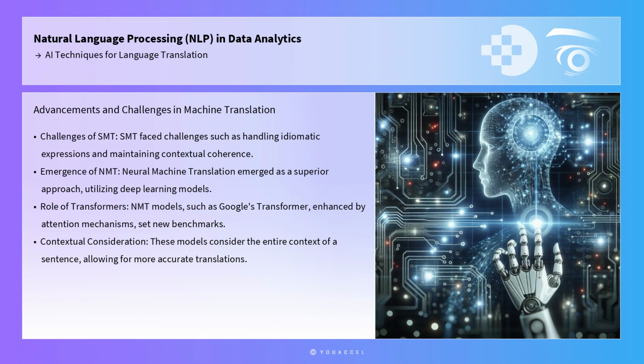Neural machine translation emerged as a superior approach, utilizing deep learning models, particularly recurrent neural networks, to capture the sequential nature of language. NMT models, such as Google's Transformer, further enhanced by attention mechanisms, have set new benchmarks in translation quality. These models consider the entire context of a sentence, allowing for more accurate translations that preserve meaning and fluency.